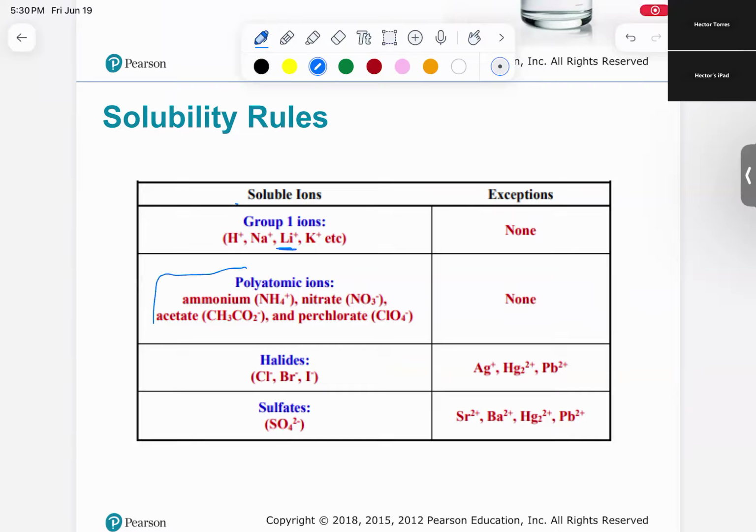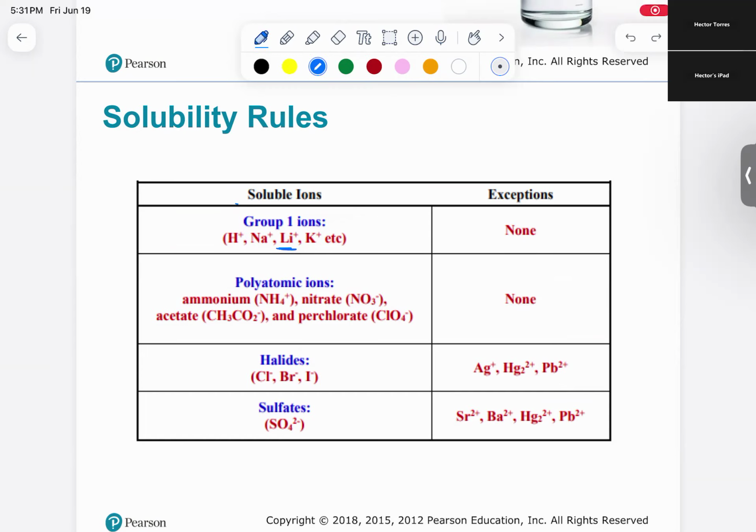Next group. In this one, we have the polyatomic ions. There are only 4 of them: ammonium, nitrate, acetate, and perchlorate. These ones, just like the group 1 ions, are always going to be soluble, no matter what they're bound to.